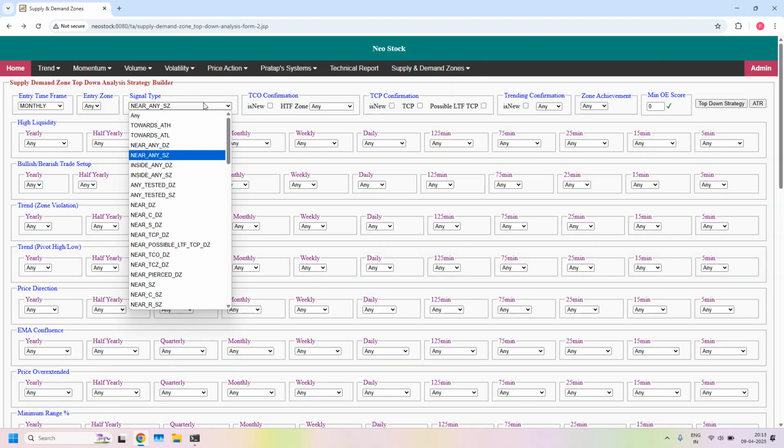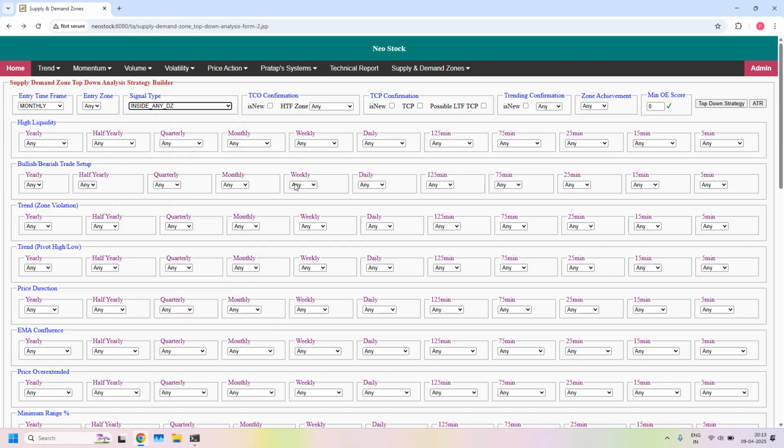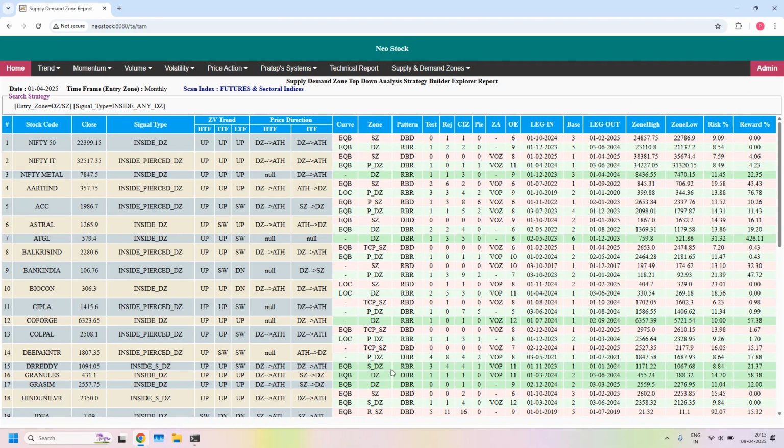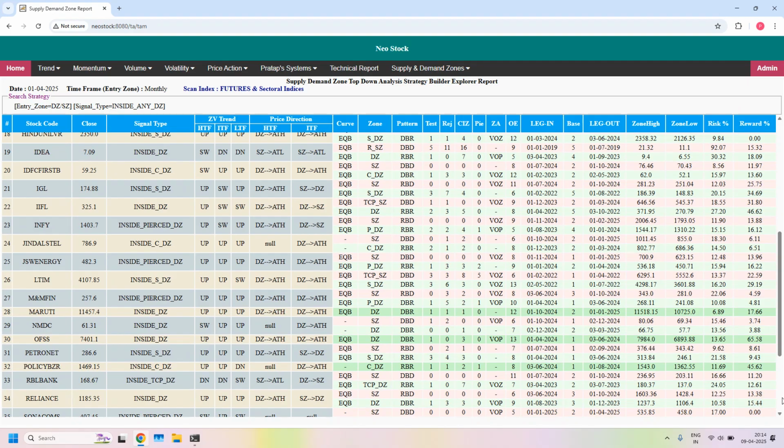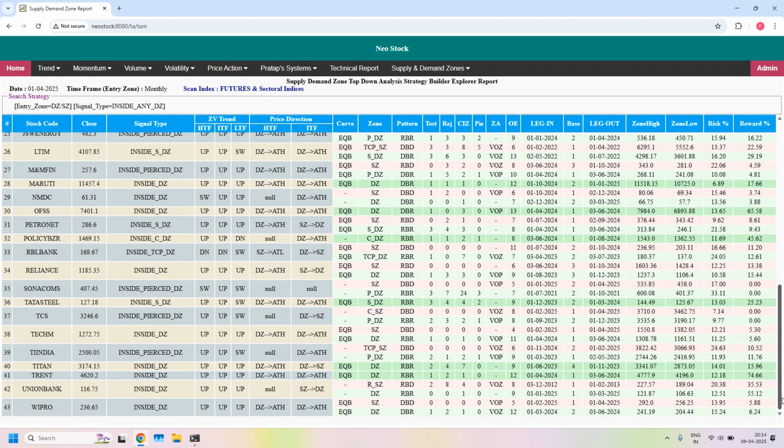Next, price closed inside the monthly demand zone. First 18 stocks in the list. Scrolling the list down. So total 43 stocks are filtered.